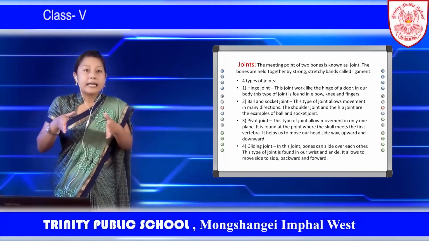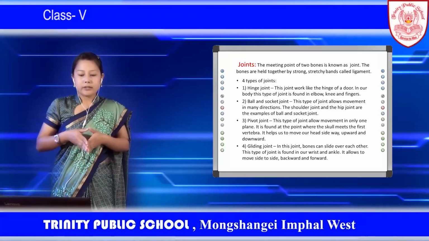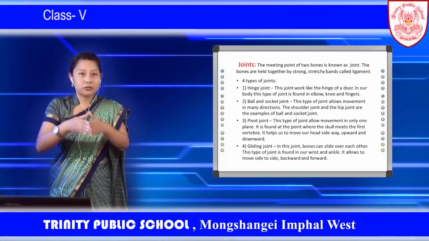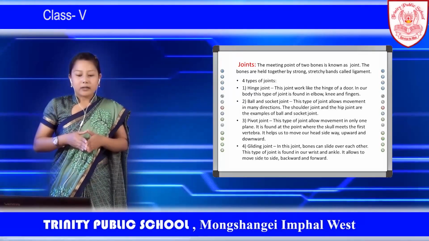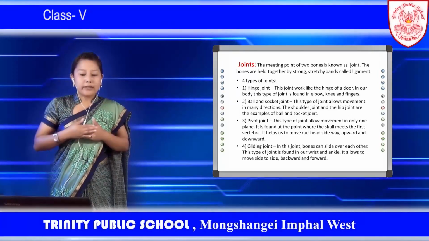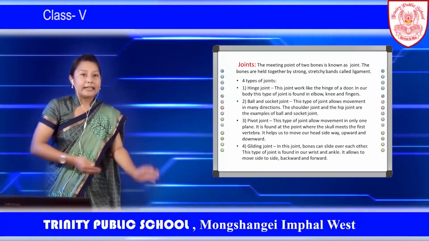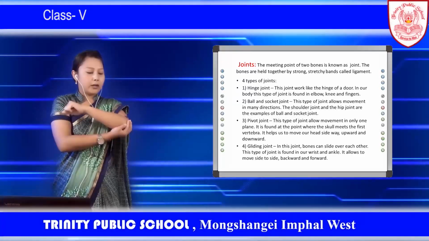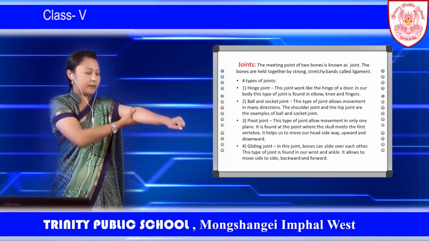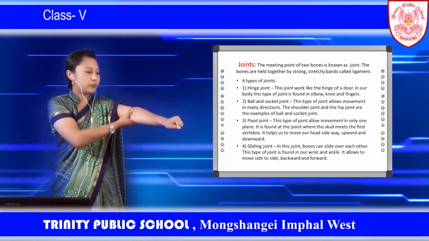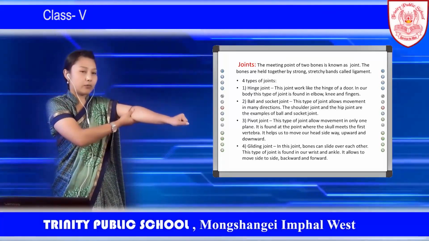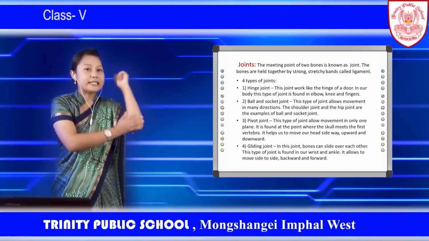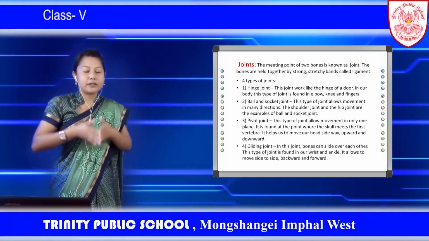First one is the hinge joint. These joints work like the hinge of a door. In our body, this type of joint is found in our elbow and knee. For example, look here. This is your elbow. You can move your arm like this. You cannot move your arm backward from this position. So this is an example of a hinge joint.